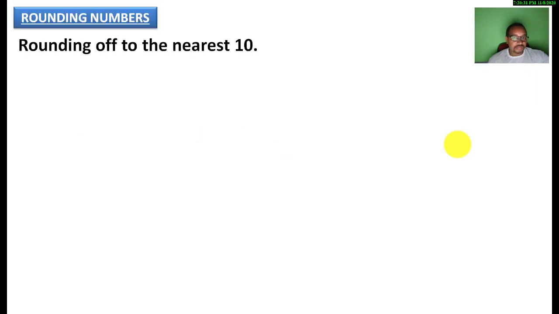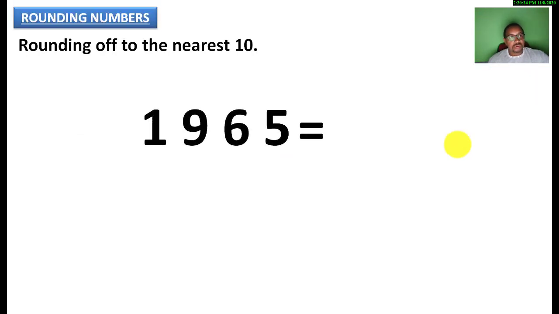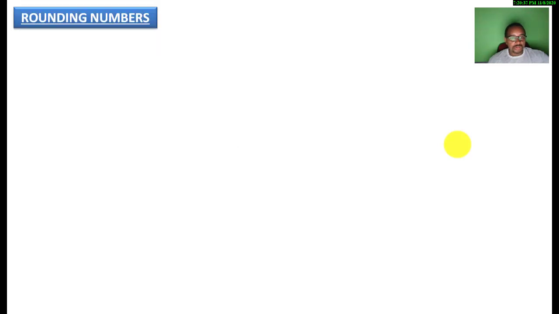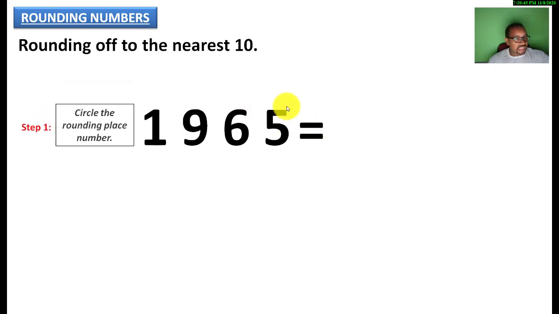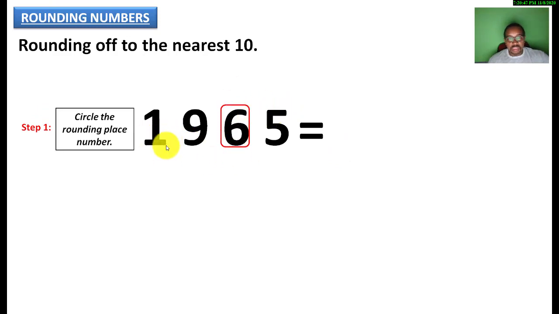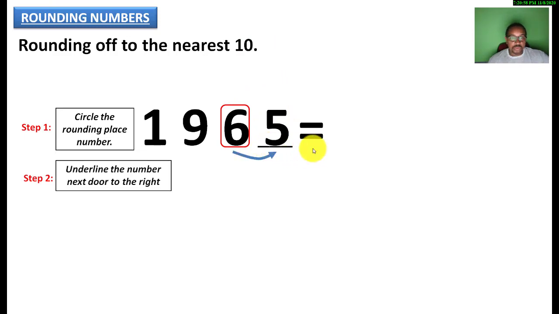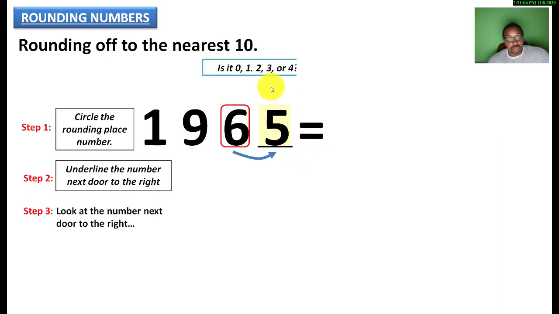Still rounding off to the nearest 10. 1,965 rounding to the nearest 10. Again, step 1, circle the rounding place number. These two numbers are important right now. These two are the only ones. Nearest 10, tens house, ones house. What do you do next? Look at the number to the right and underline it. Then you ask the question, is this number a 0, 1, 2, 3, or 4? If it is, we'll let this number rest. But it's not. It is a 5, 6, 7, 8, or 9.